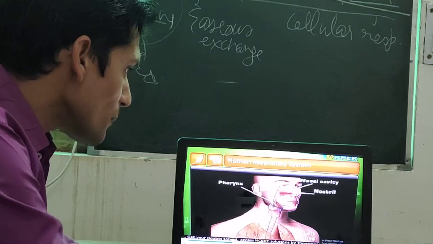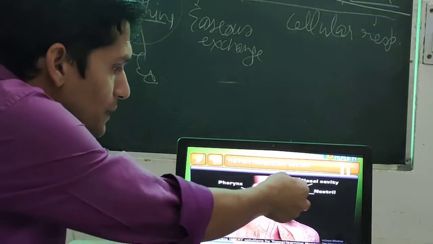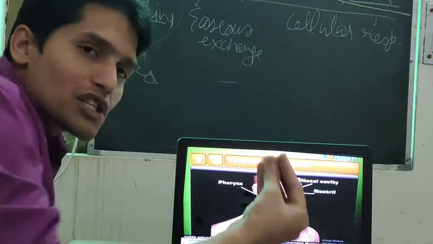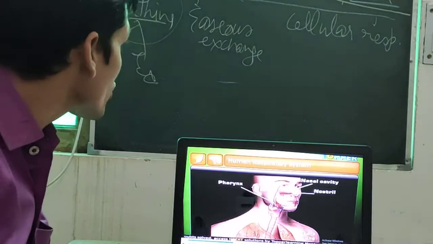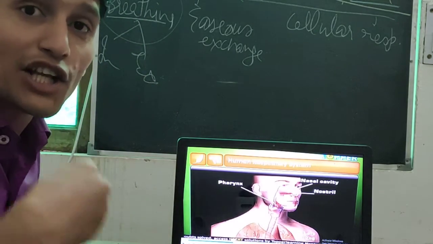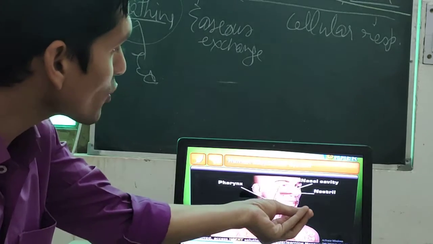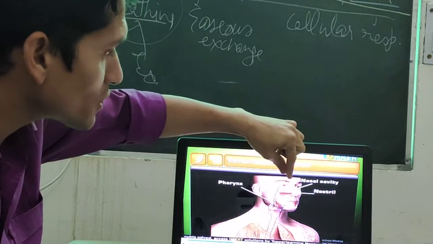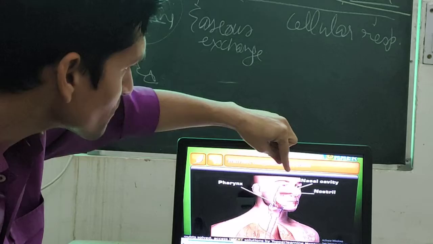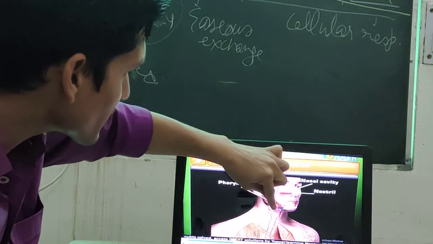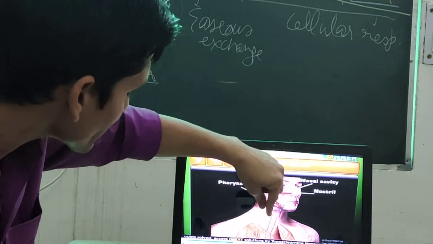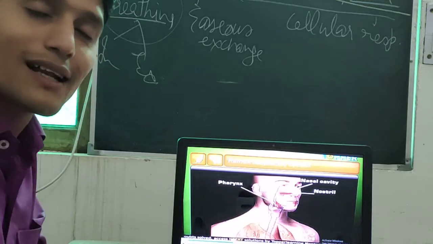If we talk about it deeply, through the nostrils air goes inside our body, that means inhalation. In inhalation, air enters through our nostrils and reaches the nasal cavity, pharynx and trachea. Through the trachea, air goes inside our lungs.